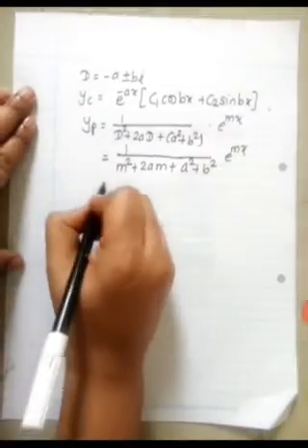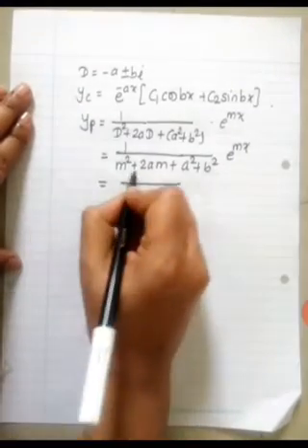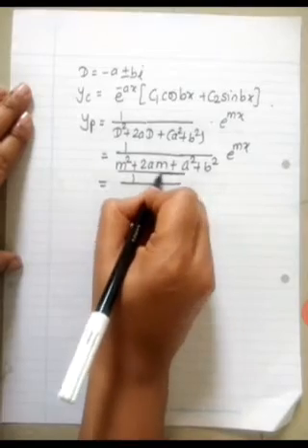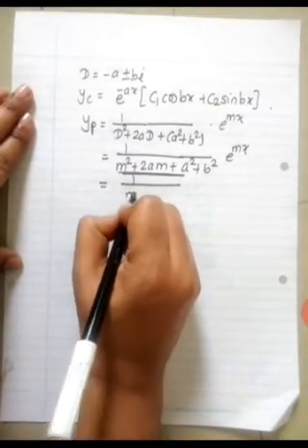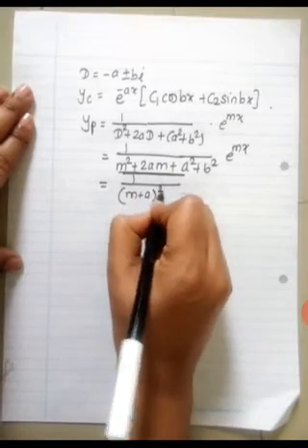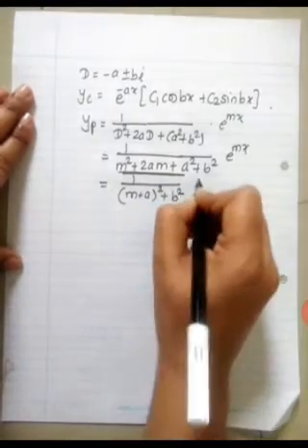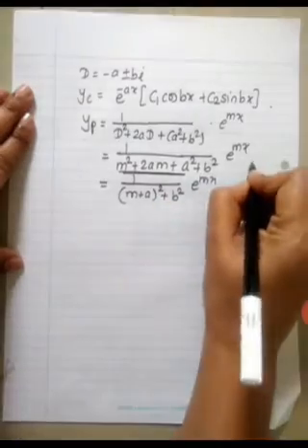Done. Or if we want, we can write one more step from the first three terms: m square plus 2am plus a square. This is nothing but (m plus a) whole square. If you want, you can write it. Otherwise, you can stop here.